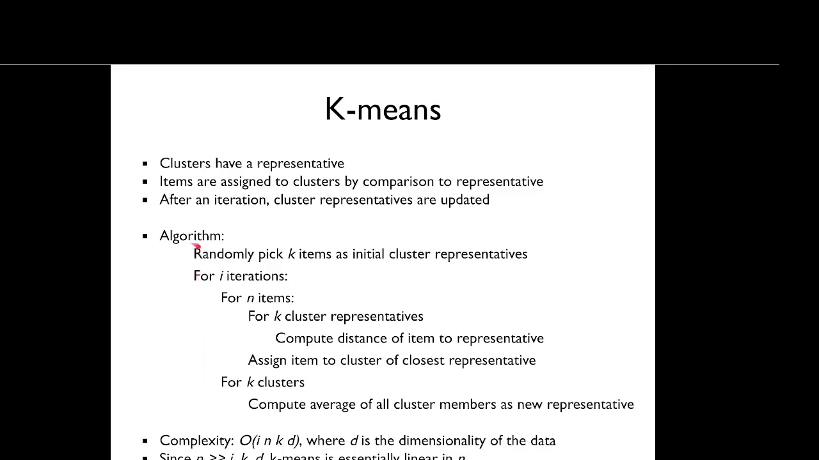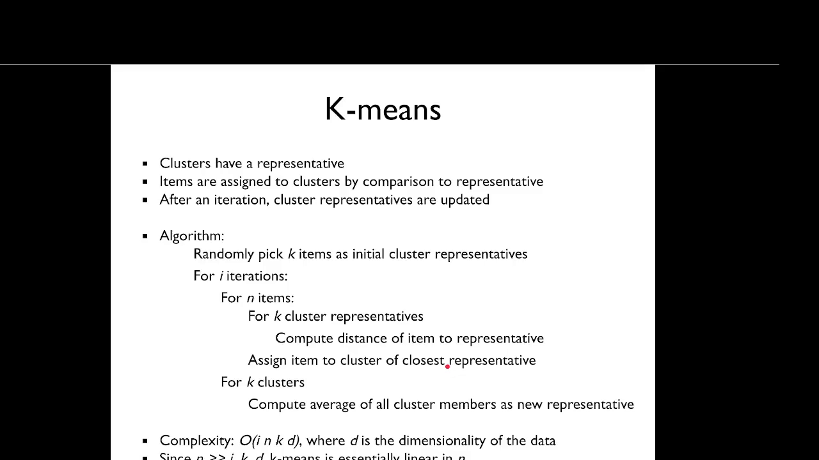So we start off by randomly picking k items as initial cluster representatives, and it doesn't really matter what we pick. And then we run I iterations. That's the caveat. We have to fix how many iterations. So for I iterations, we go through all of the n items, we go through all of the k cluster representatives, we compute the distance between the item and the representative, and then after having seen for an item all of the cluster representatives, we assign the item to the cluster of the closest representative.